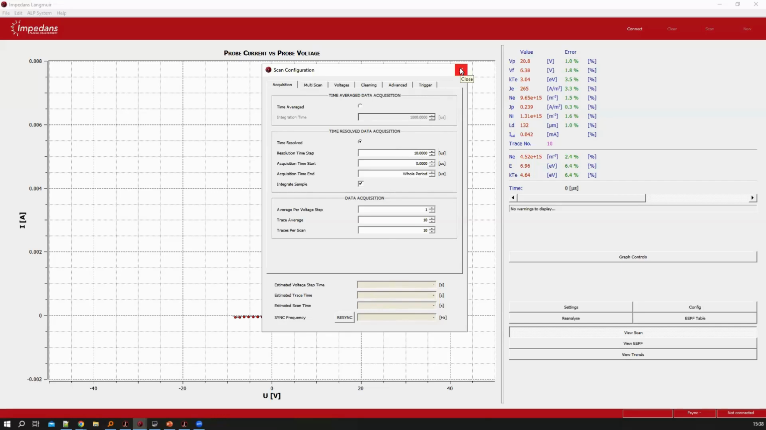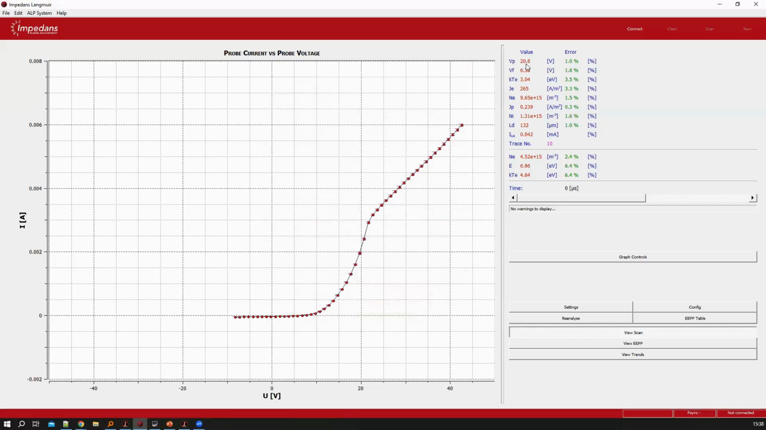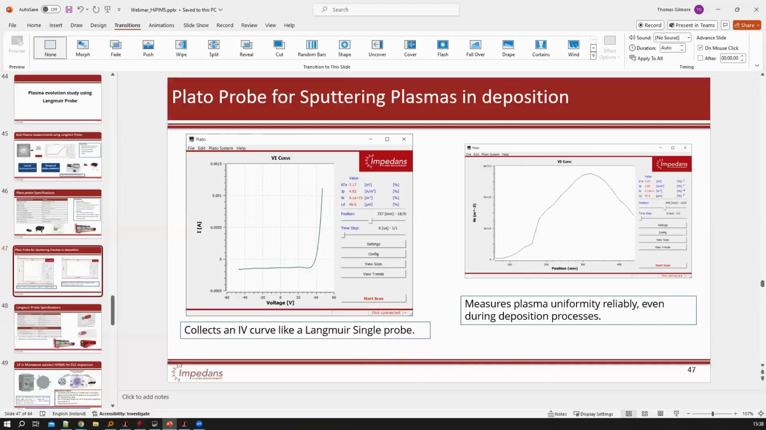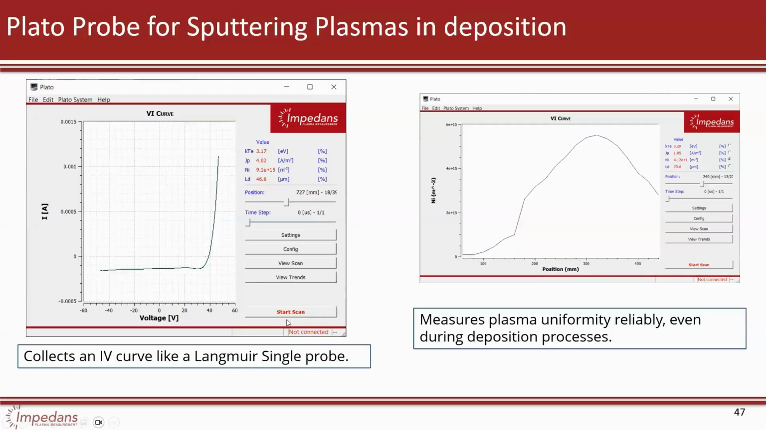I'll show you some nice examples from papers now. With a Langmuir probe, the standard Langmuir probe, you get a lot more parameters. This is the plasma potential, floating potential, electron temperature, which is critical for modeling, electron density, ion density, and you can also get the EEDF as well. Okay, let's go back to the presentation. I just wanted to show you the software to show how easy it is, because there's no complication to set up the pulsing scenarios.